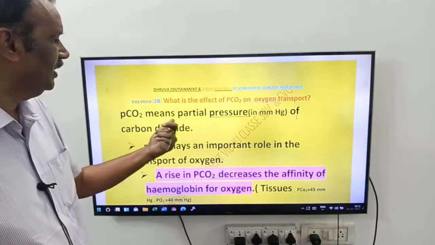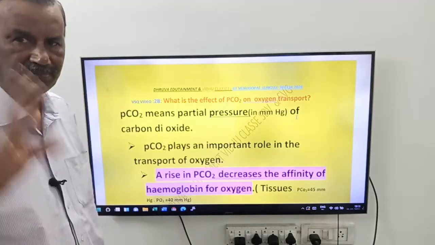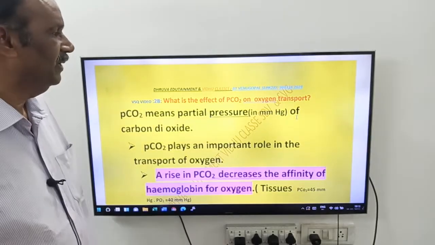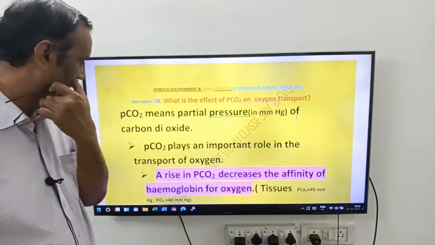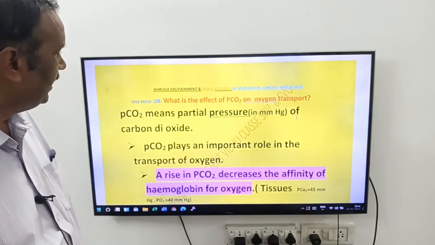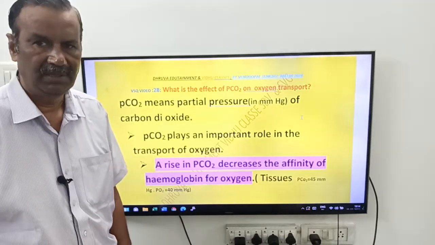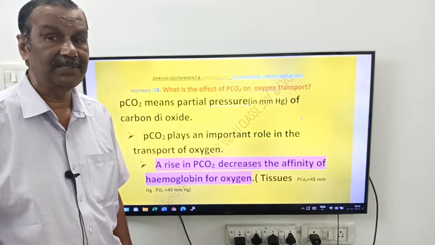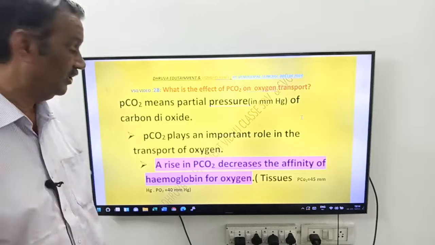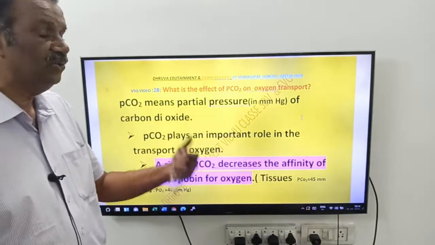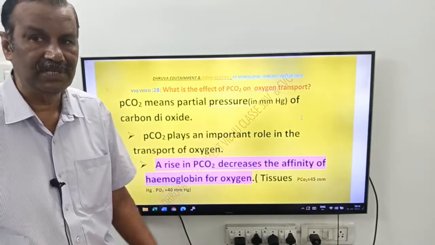See friends, pCO2 means partial pressure. No need to write this in the exam, this is for you. pCO2 means partial pressure of carbon dioxide, measured in mmHg. Now come to the answer. pCO2 plays an important role in the transport of oxygen. How? A rise in pCO2 decreases the affinity of hemoglobin for oxygen.